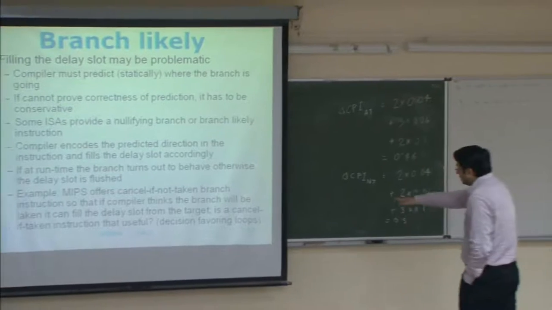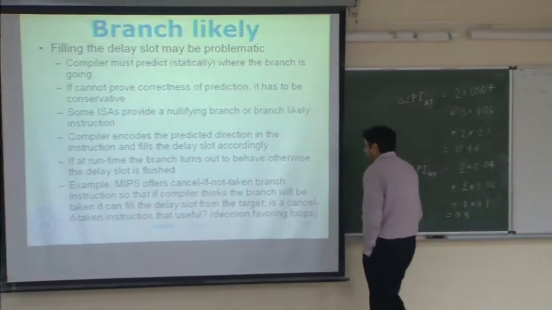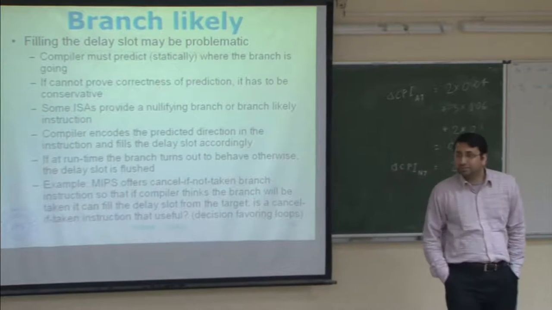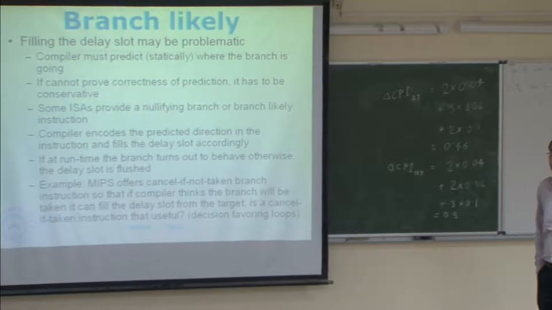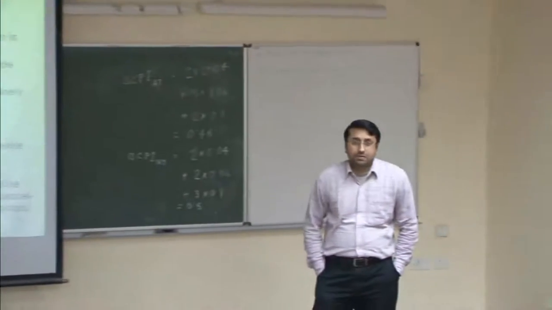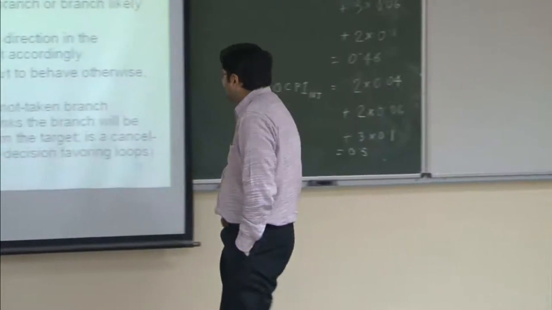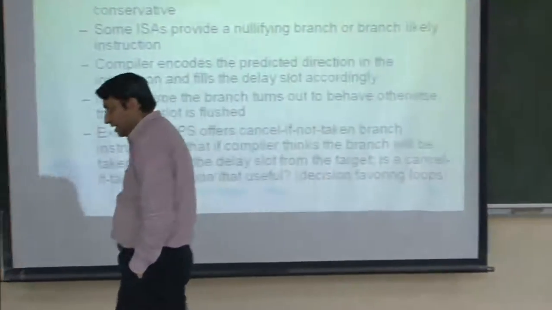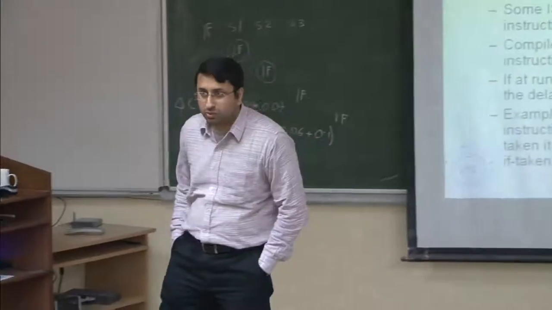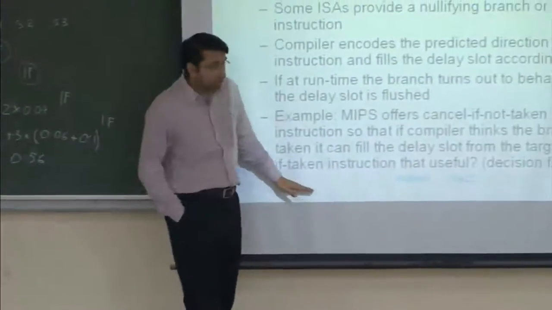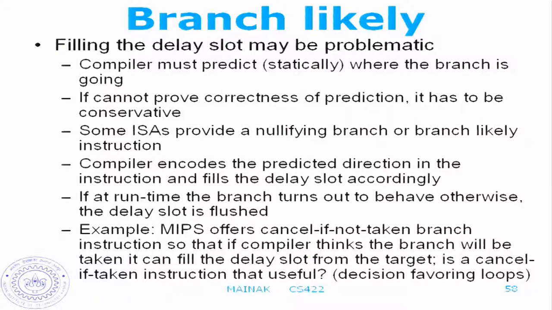So it says something here within parentheses. Can somebody decrypt that? Assuming the most important it will be taken, which is in favor of MIPS. And then, so what? Suppose most of the time it's taken, yeah. So why shouldn't I have an instruction which is cancel if taken? With respect to MIPS, you don't need a cancel if taken instruction. Yeah, why is that? Going to be taken, so exactly.